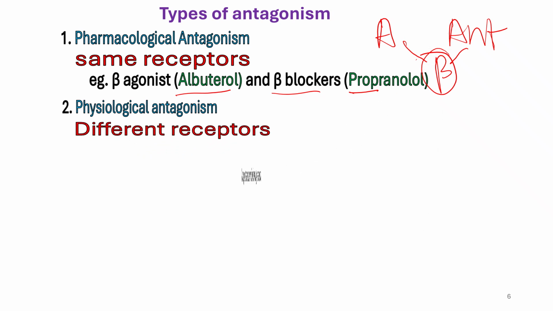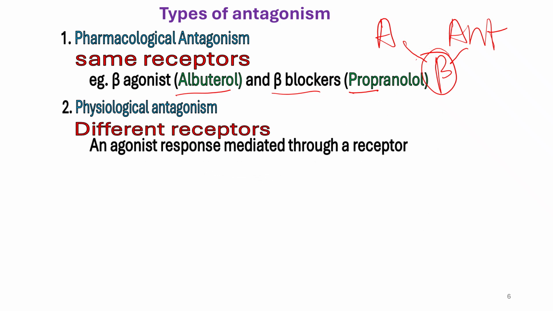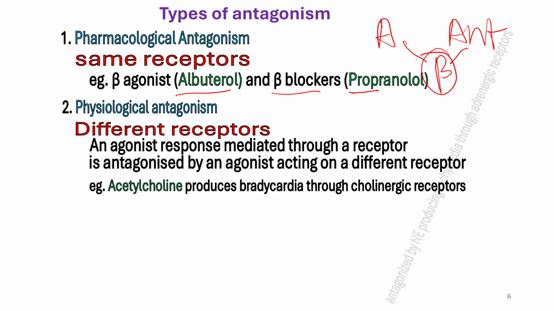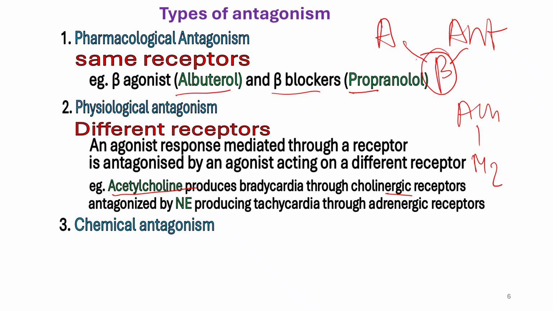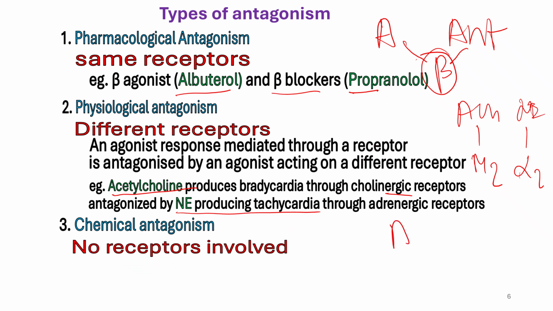Physiological means different receptors, different neurotransmitters. Here acetylcholine causes bradycardia, so that is parasympathetic. Acetylcholine acts on the muscarinic receptors, causing bradycardia, whereas norepinephrine produces tachycardia by acting on adrenergic receptors, alpha receptors. So opposite actions, different receptors, different neurotransmitters. That's physiological antagonism.